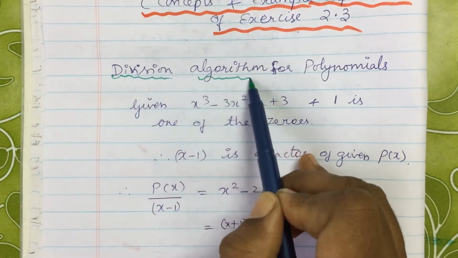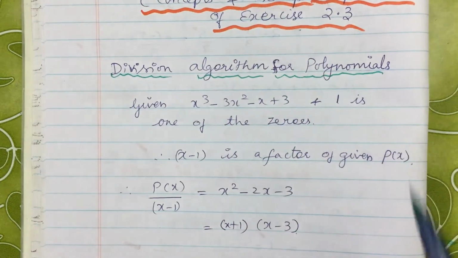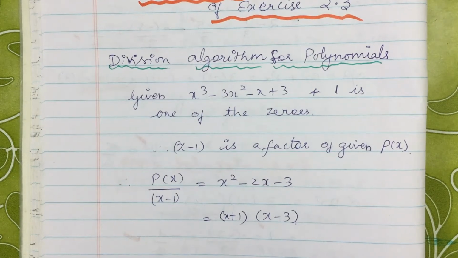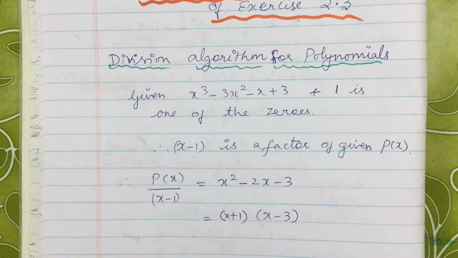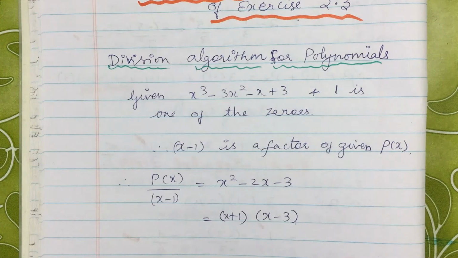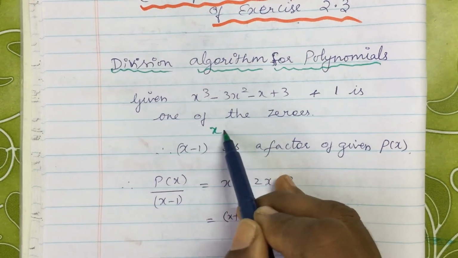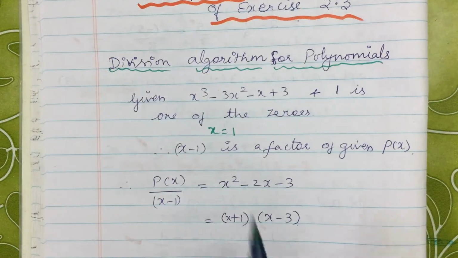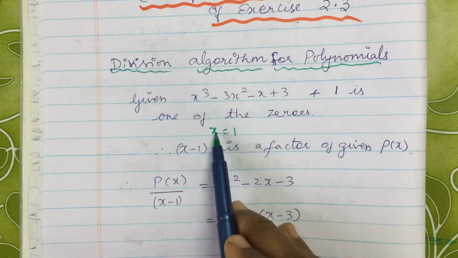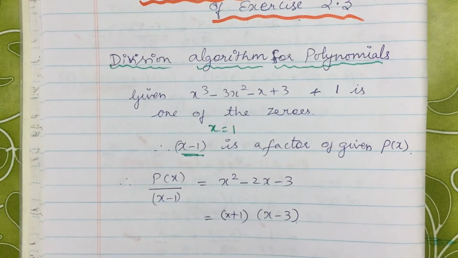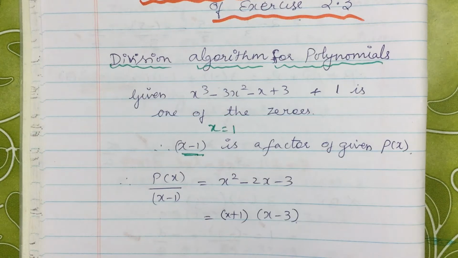Okay. So what are the steps you have to perform for dividing a given polynomial? I have taken an example. You are given a polynomial x cube minus 3x square minus x plus 3, and 1 is one of the zeros. So from this you can infer, since 1 is one of the zeros, that x is equal to 1. Bringing 1 to the left side of this equation, it becomes x minus 1. So x minus 1 is a factor of the given polynomial.